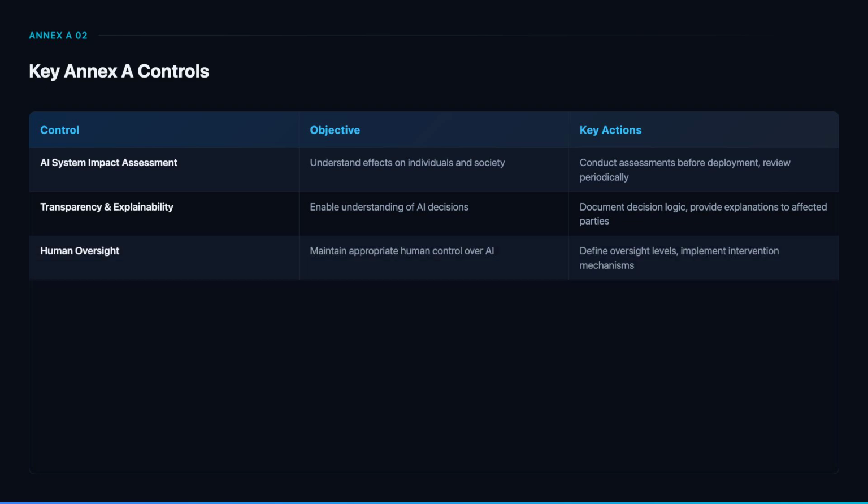Human oversight controls ensure humans maintain appropriate control over AI system operations. You must define the level of human involvement needed for each AI system and implement mechanisms that allow humans to intervene or override AI decisions when necessary. Bias and fairness controls require systematic testing for discriminatory outcomes across protected characteristics. You must define fairness metrics, monitor them continuously, and implement corrective actions when bias is detected in your AI systems.